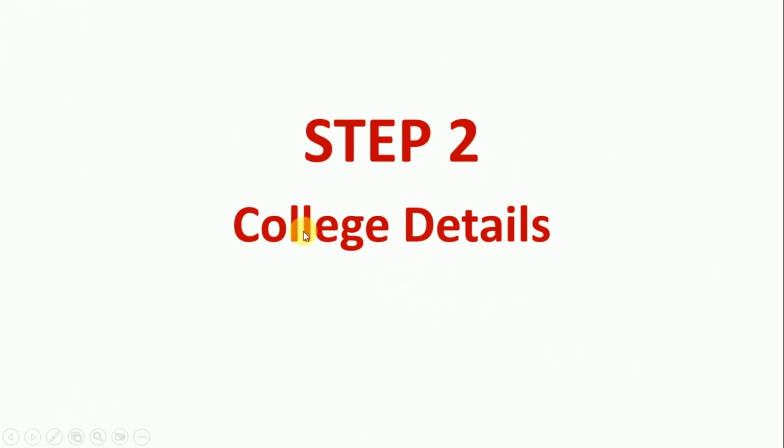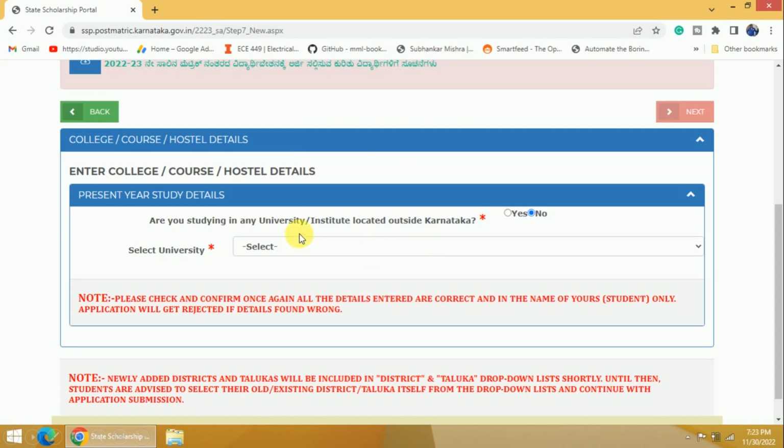It will ask you to enter the college details here. So very first question what it asks is whether you are studying in any university or institute located outside Karnataka. If you are studying outside Karnataka, you need to click on yes. Otherwise, you need to click on no here. So once you click on no, you need to select your university. Like for BE students, it is VTU Belgavi. For any other things, you need to select accordingly.